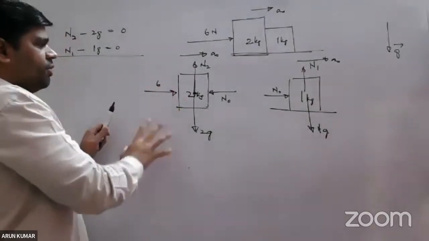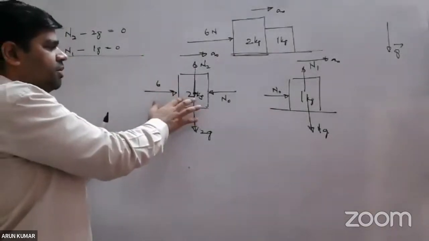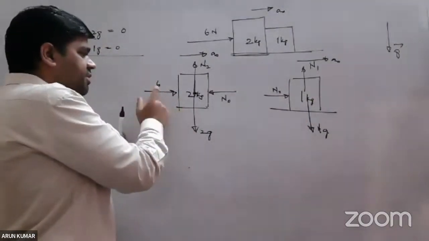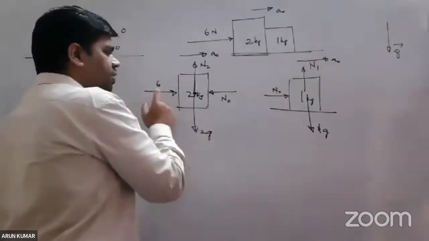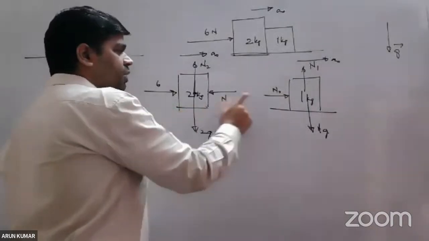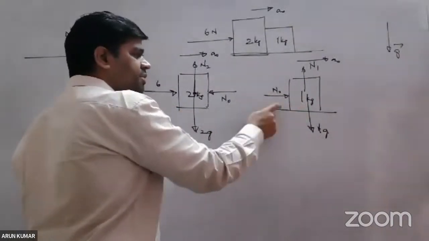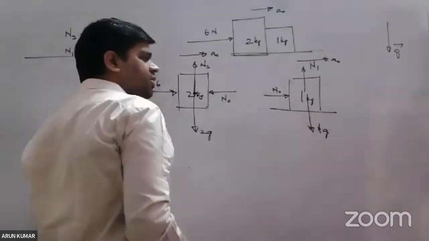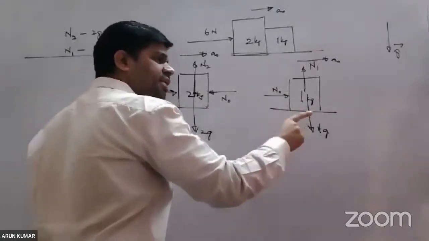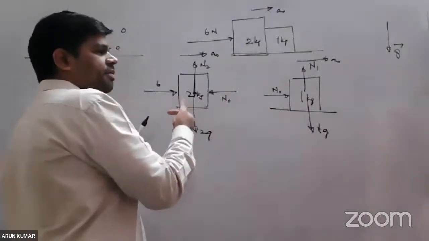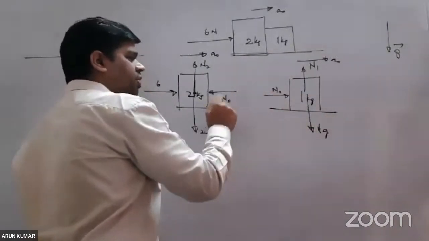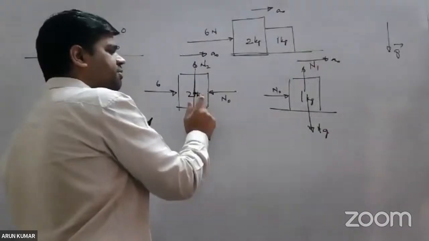My FBD is complete. I have drawn all the possible forces acting on this block, and all the possible forces acting on that block. This 6 Newton is acting on this one. This 6 Newton is not acting on the other one, so I will not draw the 6 Newton over there. I will just draw 6 Newton on this one. But what is making the other block move is the normal reaction between the blocks, which is pushing it towards right. So its reaction will be on the block which is pushing it, and that block will be pushed towards left. So it is an action reaction pair.